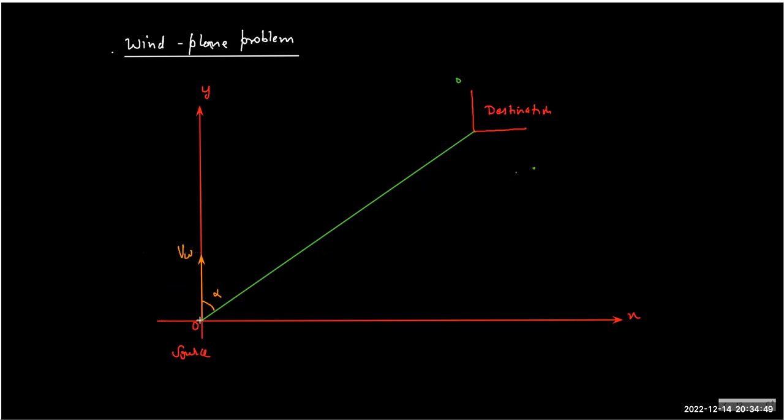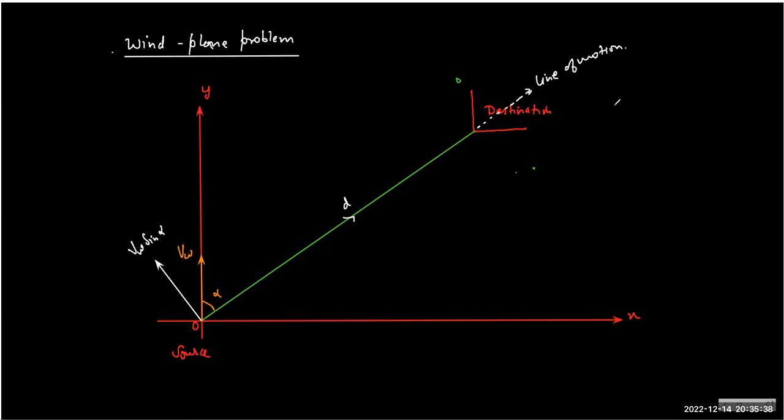But the dangerous part is the component which is perpendicular to this line. This is VW. And the problem is, if I do not take much care about VW sin alpha, I will be drifted away from the destination, which we would like to avoid at any cost. So VW sin alpha will take you away. What you want is the line joining the source and destination as the line of motion. I hope this part is clear. Because we want to go from source to destination, that must be the line of motion.